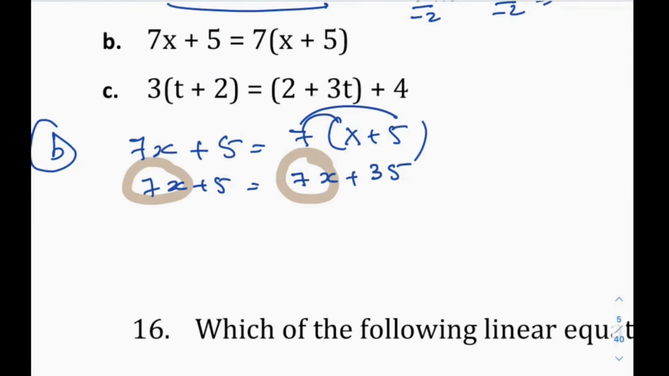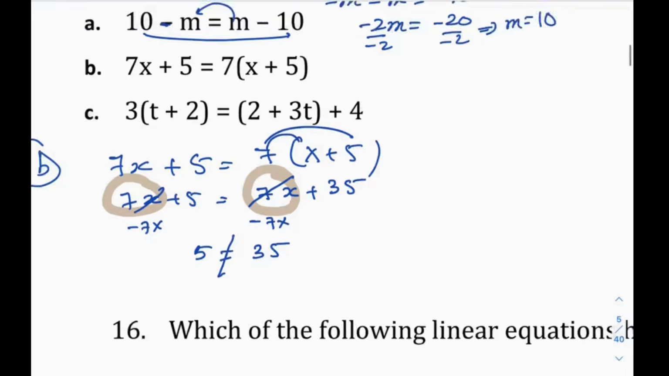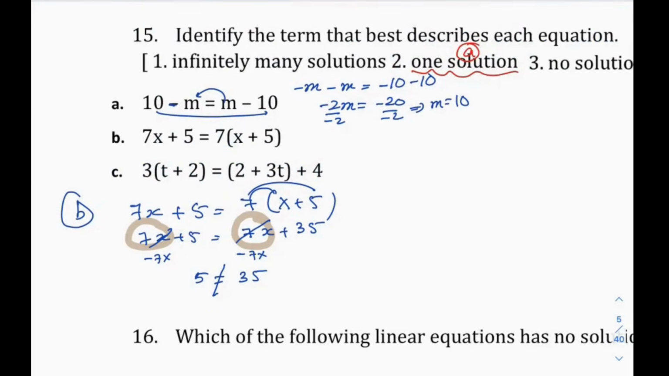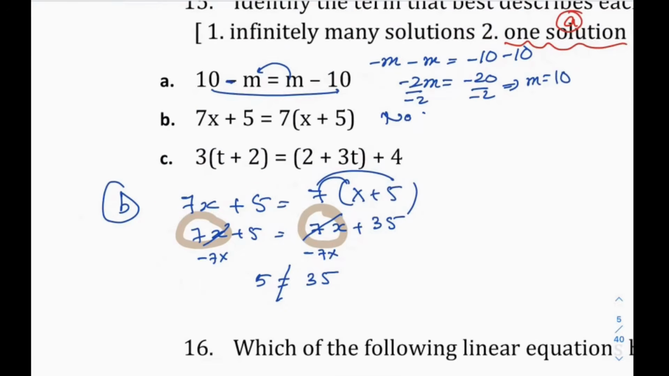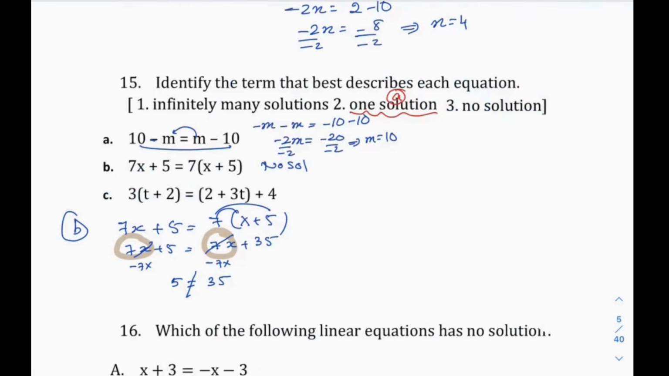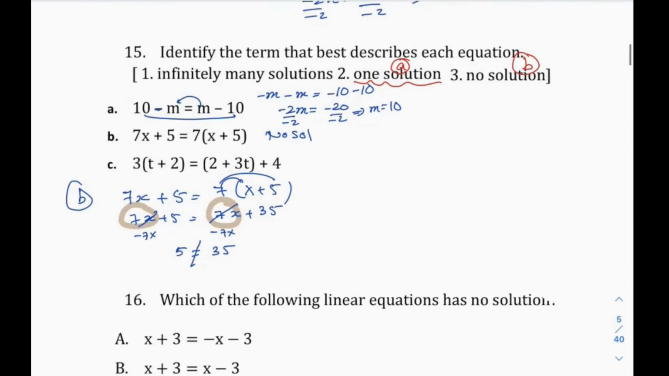So you can subtract 7x from both sides, and this will disappear. And you end up with two numbers that are not equal. This is a false statement. And when you end up with two sides that are not equal, then this means there is no solution. The variable disappears. So here we have no solution. No solution is for 3 here, so it is for P. This will take B.